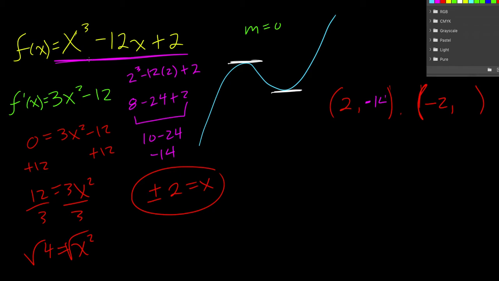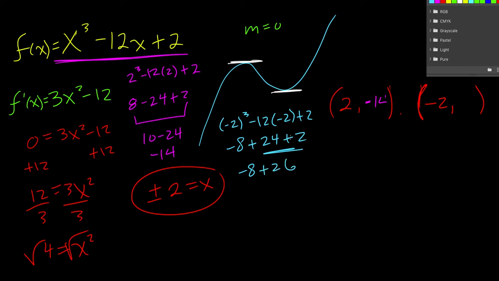Okay, same thing, but I'm going to plug in a negative 2. So negative 2 cubed minus 12 times negative 2 plus 2. So that's going to be negative 8. That's going to be positive 24 plus 2. Add these together. I get negative 8 plus 26. And then we get 18. Okay. So we have those 2 points.